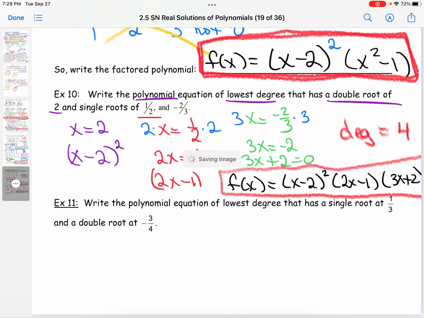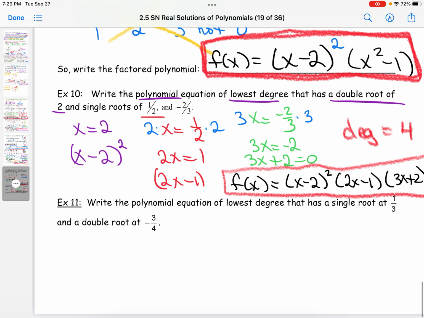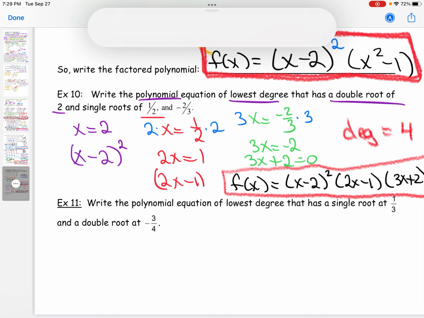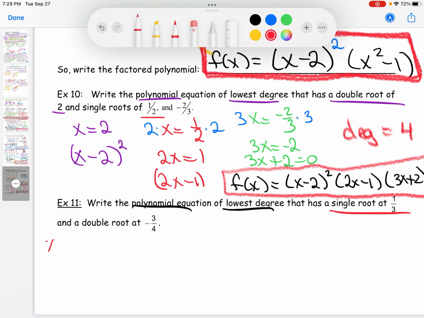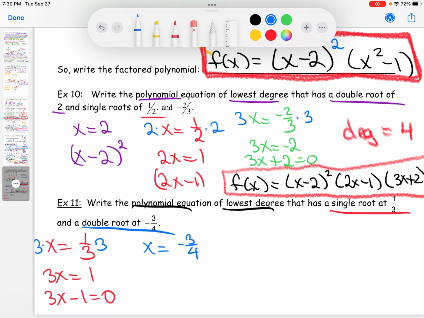And for real now, y'all, one last problem. Same idea. We're looking for that polynomial of lowest degree. We have a single root at 1/3. So x equals 1/3 is the root. Multiply both sides by 3 to clear the fraction. 3x equals 1. Make one side equal 0. 3x minus 1 is 0. We also have a double root at -3/4. So x equals -3/4.